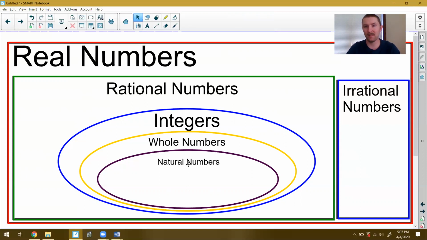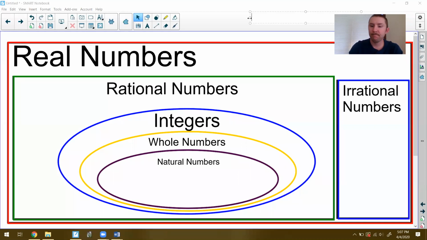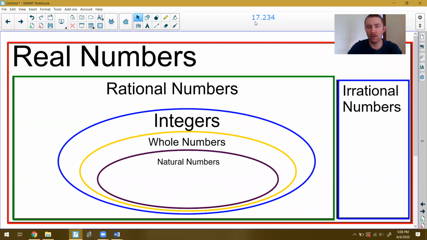What you're going to be asked to do in your practice problems is take a number and decide what category that fits in. Let's take as an example the number 17.234. Where would that fit in our categories? The first thing we should ask: is it a natural number, like 1, 2, 3, 4, 5, and going on up? No, it's not. Is it 0? No. Does it have a decimal part? Yes, it does. So we're deciding between a rational number or an irrational number.